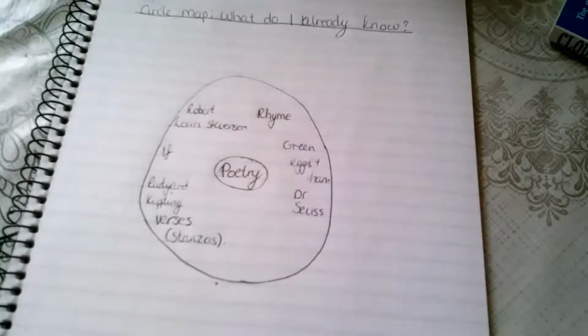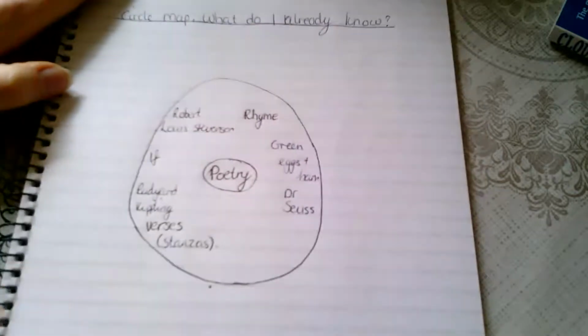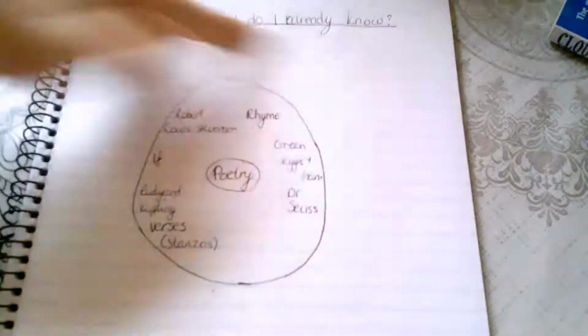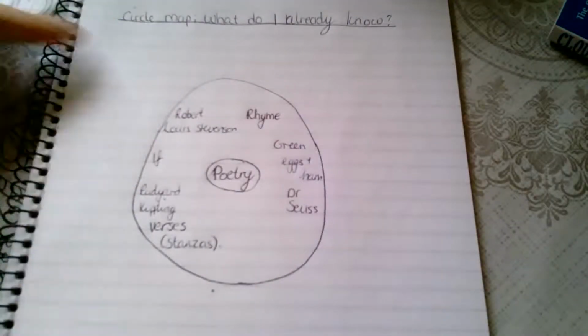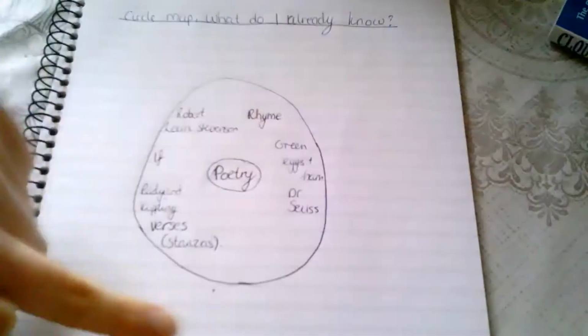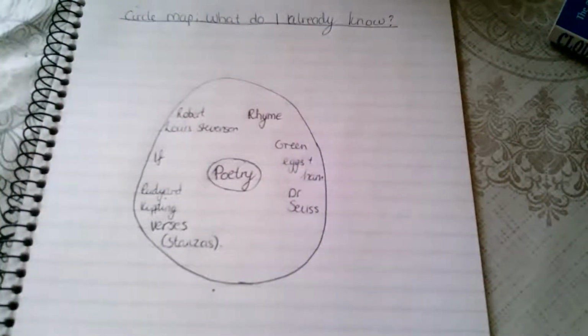So the circle map on the screen, when I showed you the one on the slides, had a square around the edge. But I'm thinking we don't need to draw that square because the edges of our book can be that square, okay? And around here, we are going to write down where we know these things from.